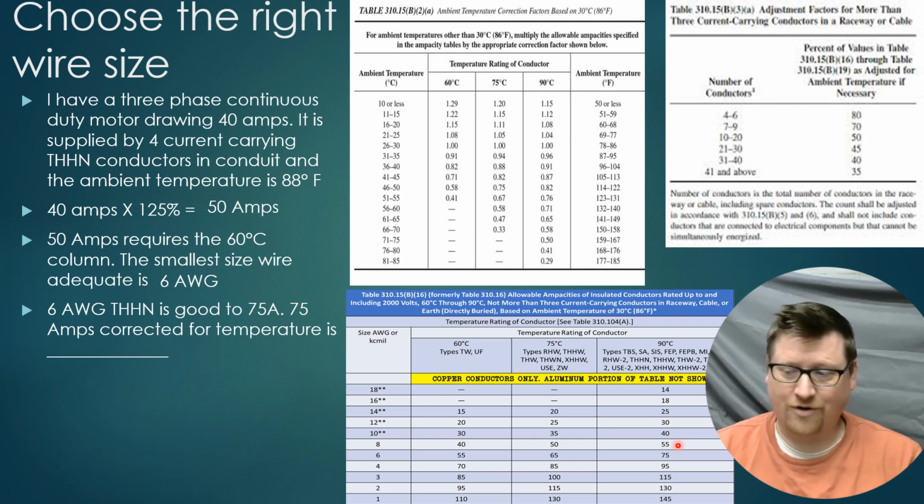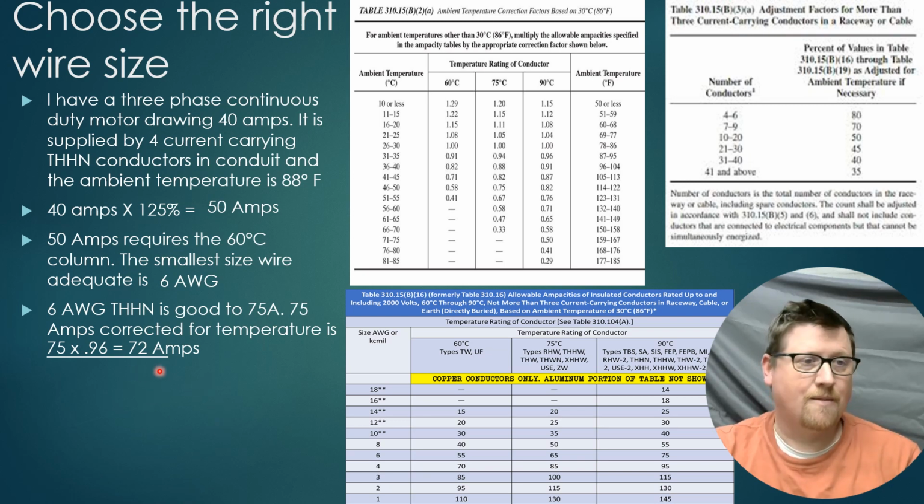So now let's look at our first correction factor here. 75 amps corrected for temperature. Our temperature here is 88 degrees Fahrenheit, which is going to be this column right here. So that's going to be times 0.96. So 75 amps times 0.96 is 72 amps, right? Okay, so we've got 72 amps.